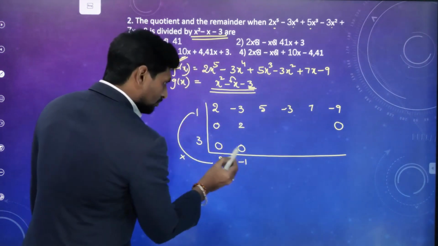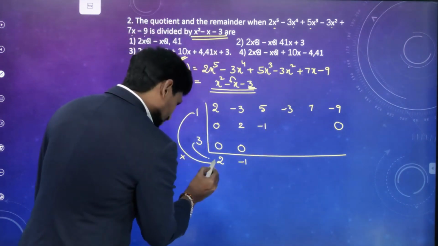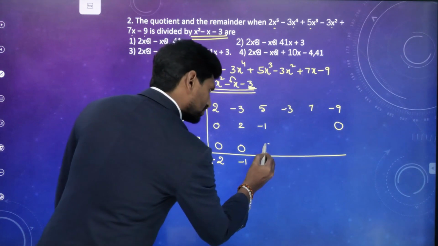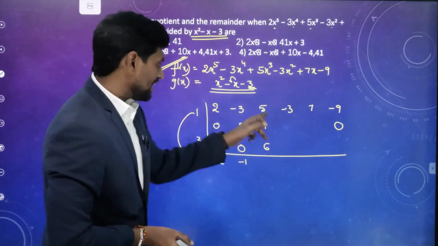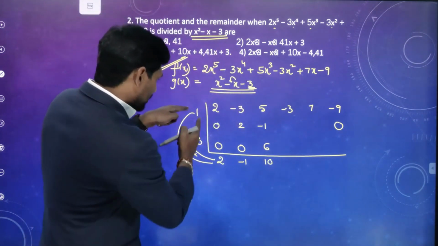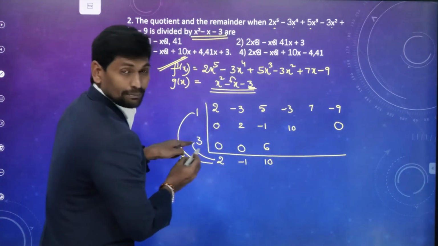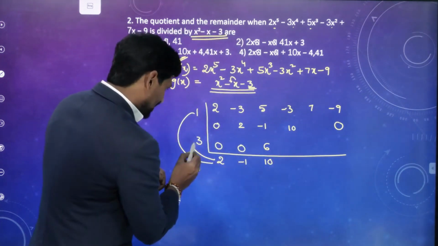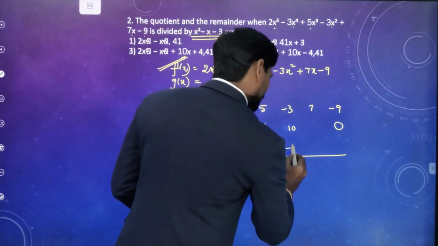Now 1 into minus 1 is minus 1. Now here 3 into 2, 6. 6 you should write here. Now take the positive terms: 5 plus 6, 11. 11 minus 1 is 10. Again with 1, 1 tens are 10. Now with 3 I have just multiplied with 2 only, but still minus 1 will be remaining. 3 into minus 1 is minus 3.